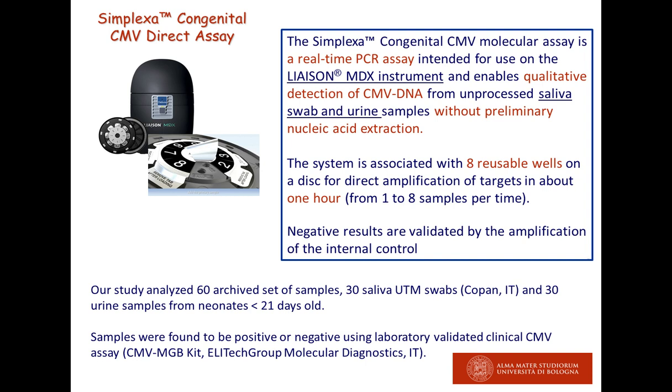And the system is associated with 8 reusable wells for direct amplification of targets in about 1 hour, from 1 to 8 samples at a time. And then a very important point is the possibility to have an internal control in order to validate the negative results. Our study analyzed 60 archived samples: 30 saliva samples collected with UTM swabs and 30 urine samples from newborns before 21 days old.